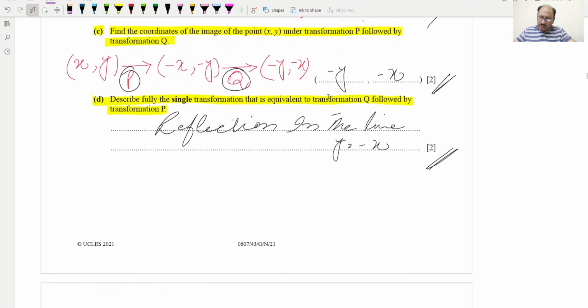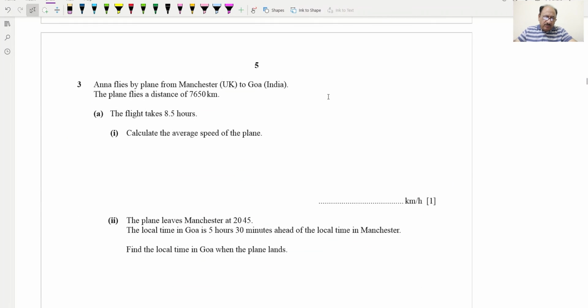Hopefully it is fine. Now question number 3. Question number 3 says Anna flies by plane from Manchester to Goa, India. The plane flies a distance of this much. The flight takes 8.5 hours. Calculate the average speed of the plane.